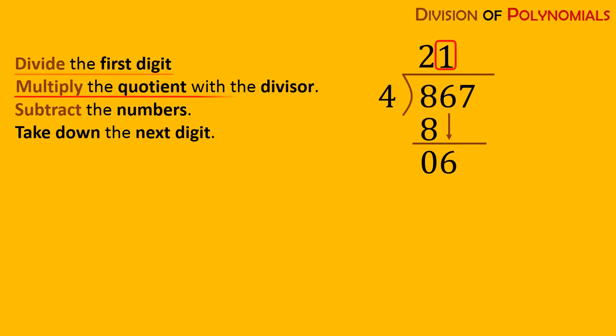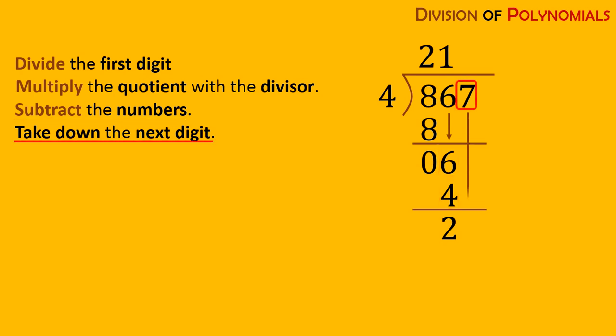So now multiplying the quotient with the divisor. So 1 times 4 equals 4. Next we are taking away 4 from 6, or subtracting them. So we are left with 2, which we have written down there. Now again we are taking down the next digit to the next step. Okay, and again we have completed these 4 steps.